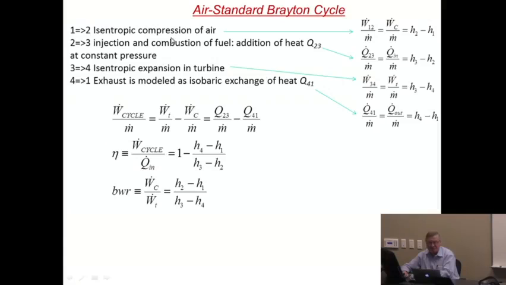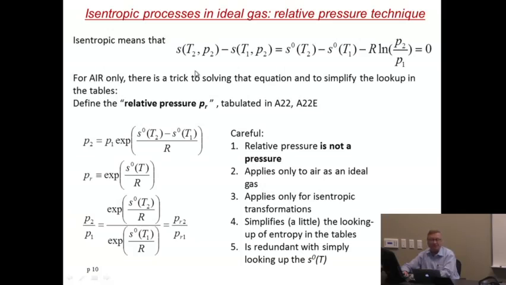Now, these two processes, isentropic compression of air and isentropic expansion of turbine, are difficult to look up in the tables. It's the same difficulty we encountered when we worked on gas piston engines. And we are going to here again use a trick in the tables. In the case of gas piston engines, which were essentially closed systems, we used the concept of reference volume. Well, here, instead of relative volume, we're going to use the concept of relative pressure.